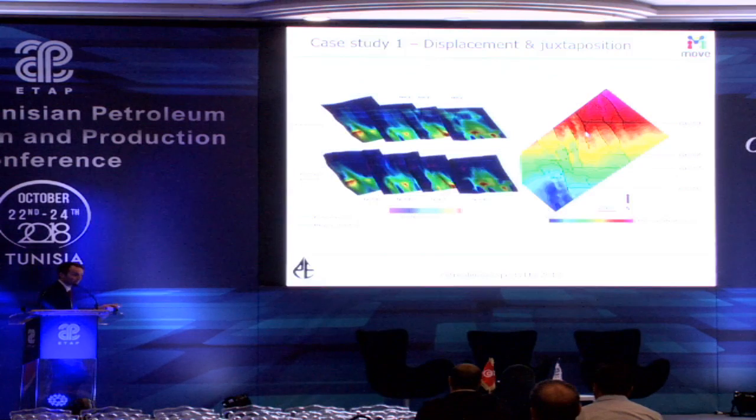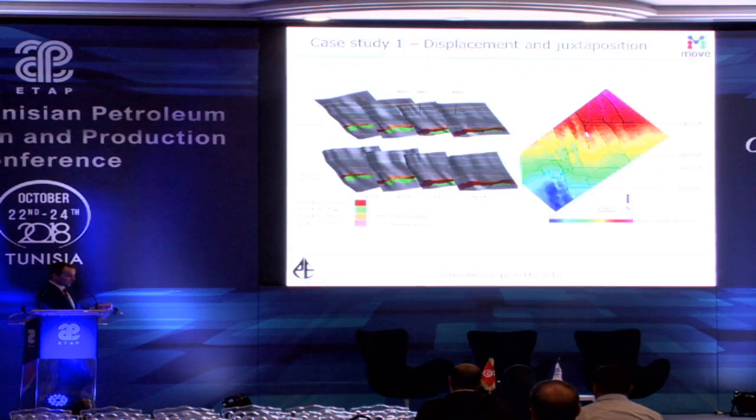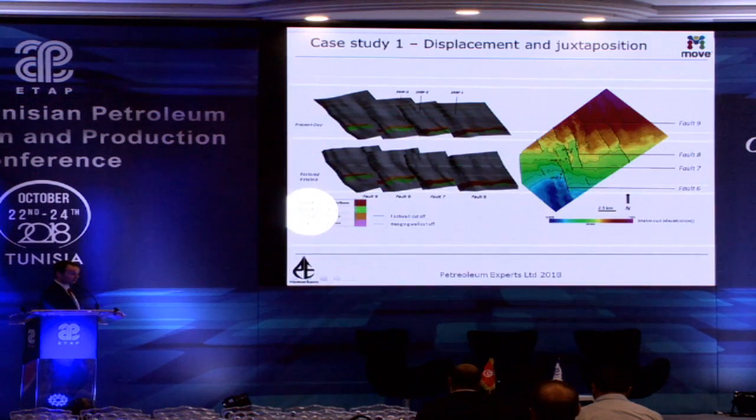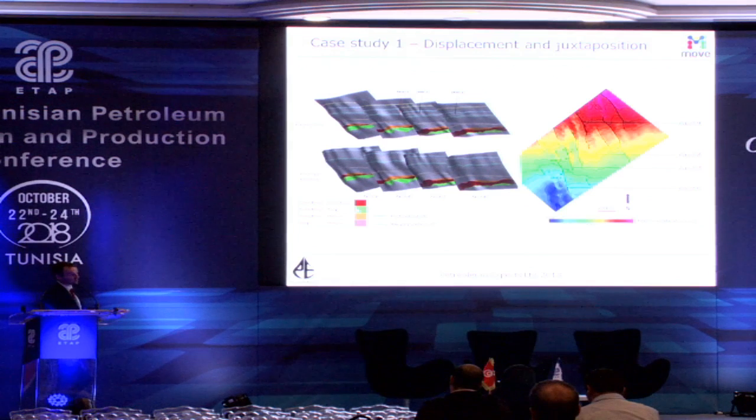but on the map it goes fault 6, 7, 8, and 9. And if we look at the juxtapositions, they're again very, very similar between the present day and the time of expulsion. This is the key down here. So the red colors are reservoir on reservoir essentially, and we have reservoir on reservoir juxtaposition right from the time of expulsion to the present day.